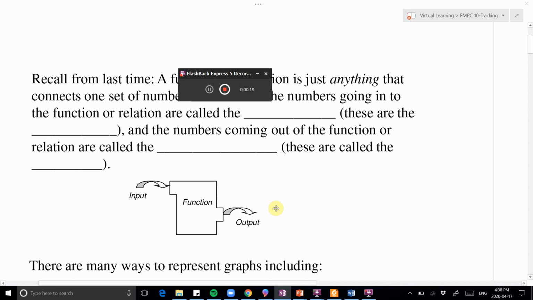So you can decide whether you want to write as we go or if you want to focus more on listening. That's up to you. You're also welcome to pause as we go if you need to take a little bit more time. But yeah, let's get started.